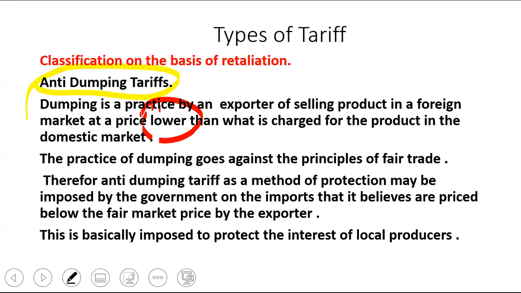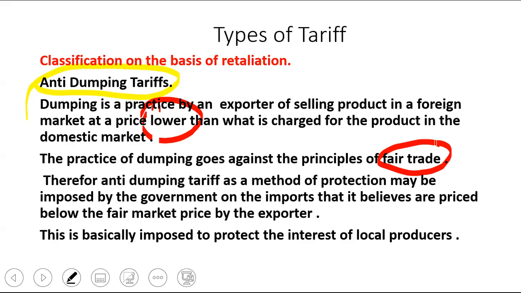The practice of dumping goes against the principle of fair trade. आपको मालूम है, fair means decent. International trade means there should be decency. It is very important because you are respecting each other. एक दूसरे कंट्री को हम रेस्पेक्ट करते हैं. डंपिंग में वो रेस्पेक्ट निकल जाता है because आपके उधर जो नहीं चाहिए, that product you are giving to the developing economies. Okay, so that is why dumping is not having any ethical support.